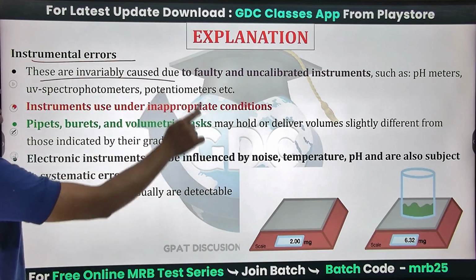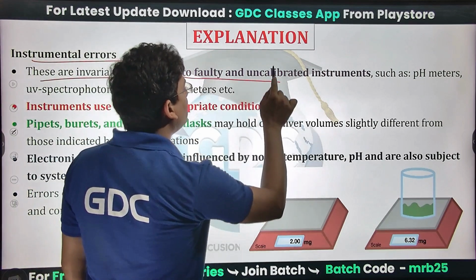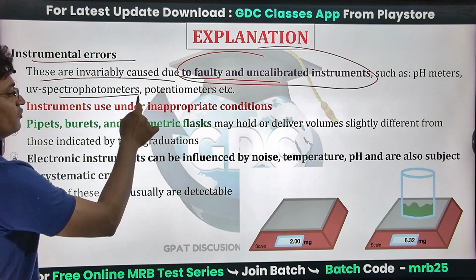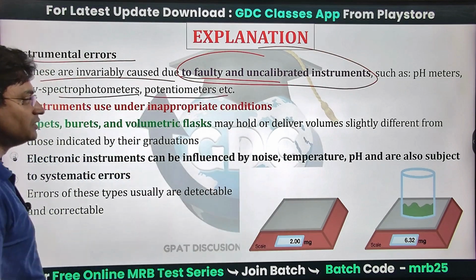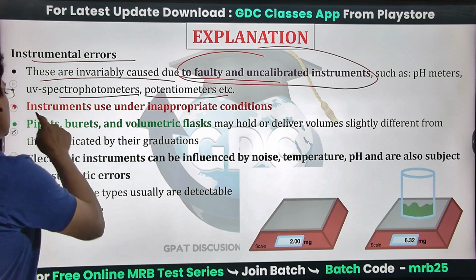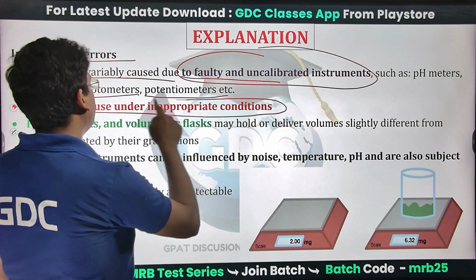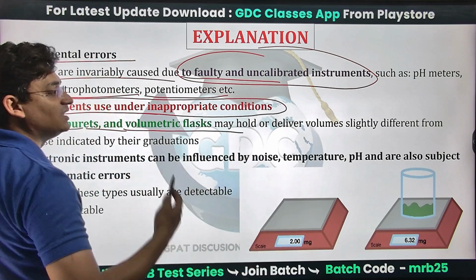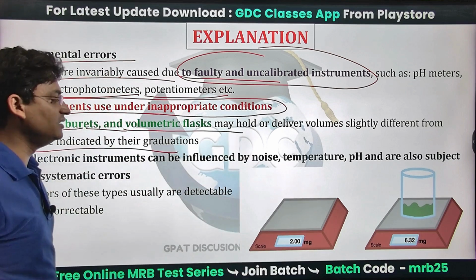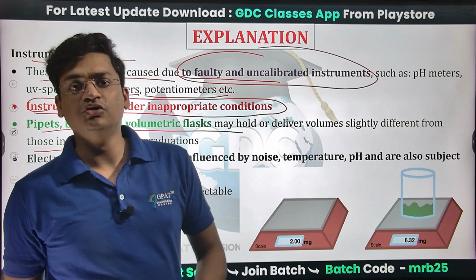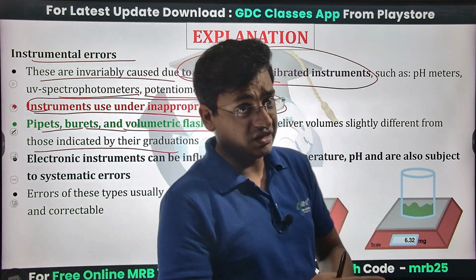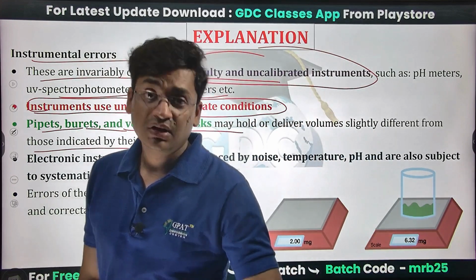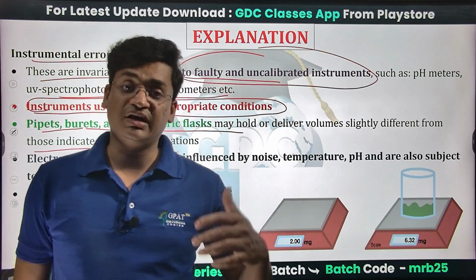Instrumental errors are invariably caused by faulty and uncalibrated instruments such as pH meters, UV spectrophotometers, or potentiometers. So these all are instruments, or instruments used under inappropriate conditions. Pipettes, burettes, and volumetric flasks may hold or deliver volumes slightly different from those indicated by their graduation. So if there are no proper markings on your apparatus, or the balance is not proper, these kinds of errors come under the category of instrumental errors.